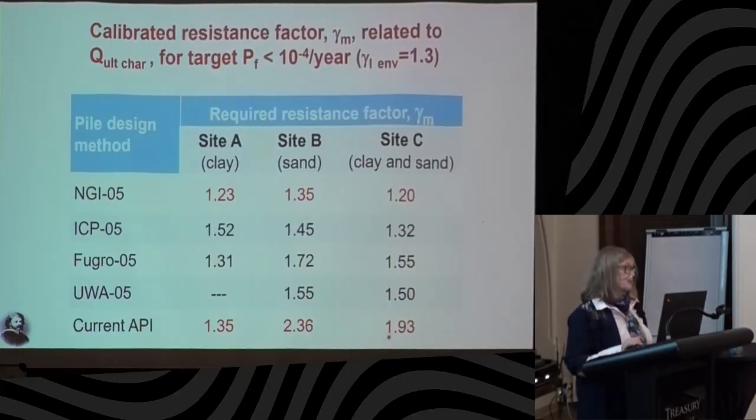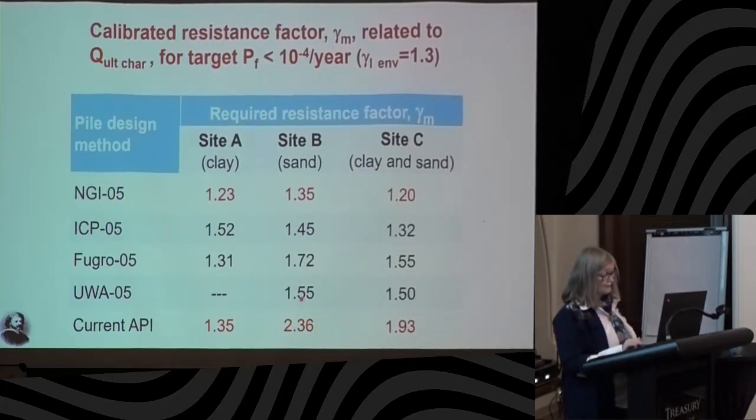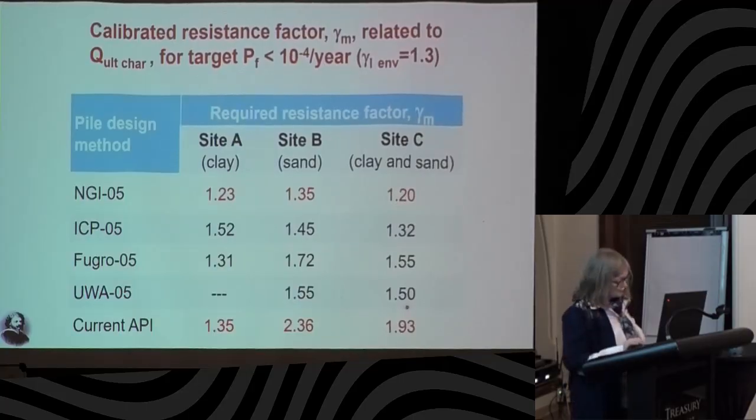So, which is very different from the 1.5 that is in the code. And we can take the UWA method, that's very interesting. It was introduced after site A was finished. It was 1.55 for site B and 1.50. So there it is much more consistent, constant. And the requirement is 1.5, so good for the UWA.